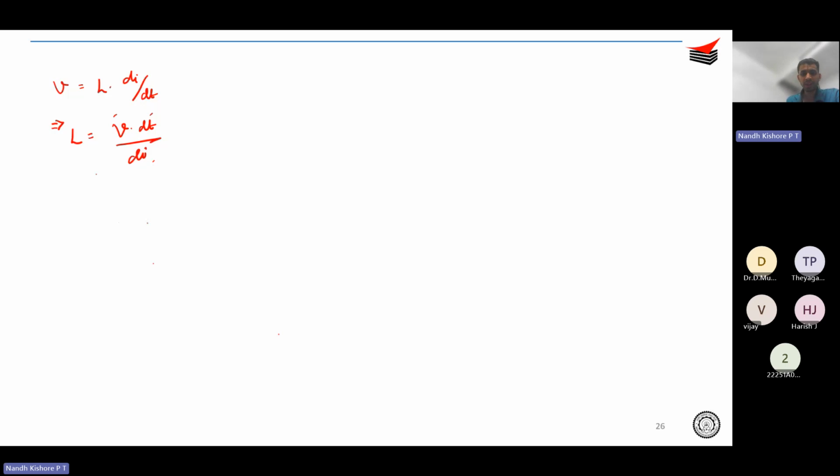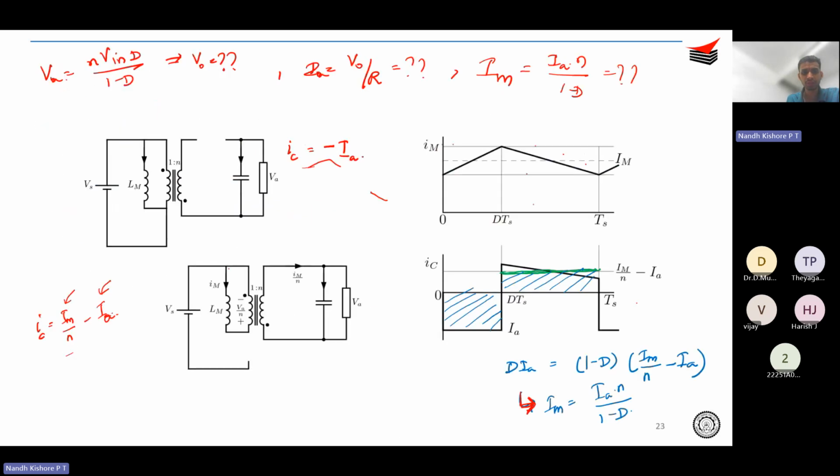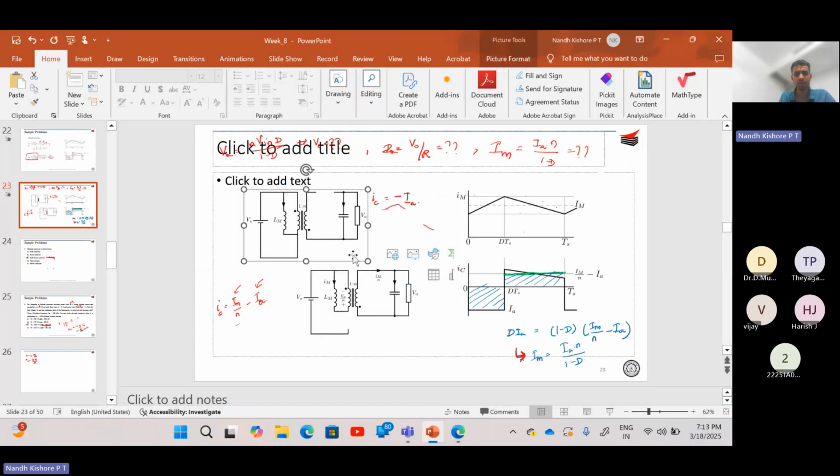Okay, so now we will go back to the basics of a flyback converter. In the last problem as well, we were seeing that, so in this problem as well, we are seeing that, let me just copy these two figures.